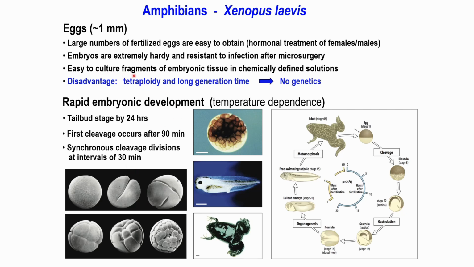You can also culture fragments of embryonic tissue in cell media. But there's a huge disadvantage. I mentioned that already. They're tetraploid, so they don't have diploid cells, and they have a long generation time. And these two things argue against using it as a genetic model.